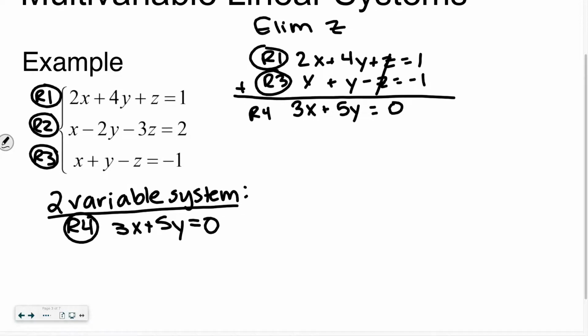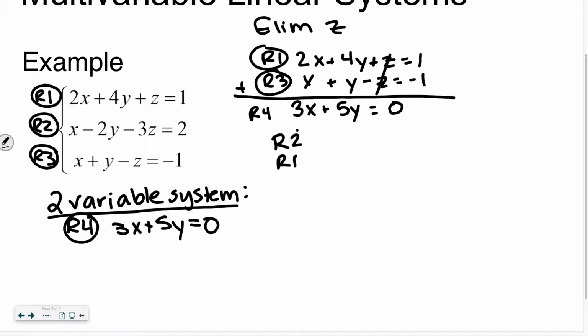Okay. Well, I've created a 2-variable system in that I have 1 equation in 2 variables, but really to be able to solve that, I need 2 equations in 2 variables. So we eliminated z in row 1 and 3. Now we would like to eliminate z in row 2 and row 1 might be nice. Okay. So row 2 and row 1.